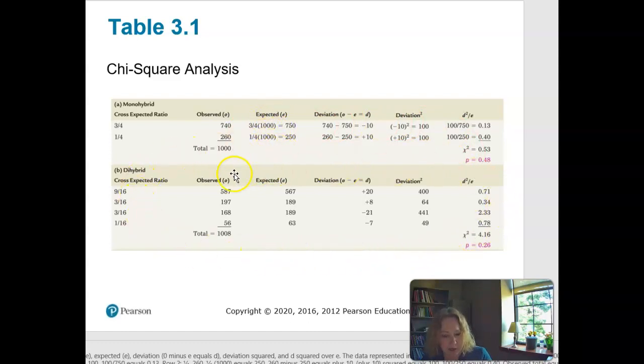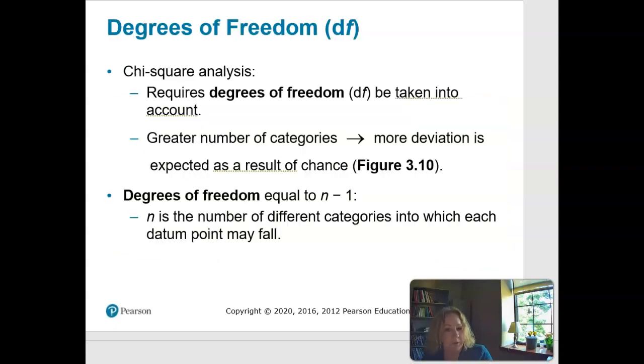The same thing you can do with the dihybrid cross. What you observed, what you expected, and then you're going to subtract to get the deviation. You're going to square that number, and then you're going to take the deviation squared over your expected. And that's going to give you your number, and that's going to give you your chi-square. We'll do it in class. Don't panic. I'm just explaining to you what it is.